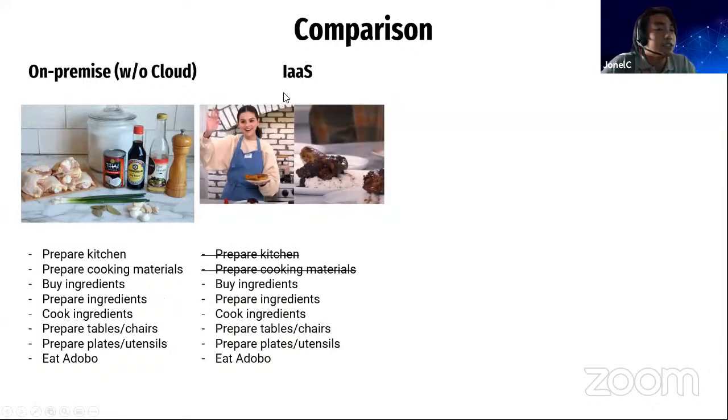The next one, yung IaaS or Infrastructure as a Service. So dito naman, ayan, i-cross out natin yung mga things na hindi na natin kailangan i-manage. So sa IaaS, hindi na natin kailangan i-manage yung kitchen and cooking materials kasi kunwari nakiluto na lang tayo, for example. Ang kailangan na natin i-manage is yung ingredients, magluto, at syempre yung mga tables, plates, utensils, saka natin kakainin ng adobo. So nabuwasan yung ating effort. Ang kailangan na lang nating gawin is magluto. Hindi na natin kailangan ng kitchen. Or at least hindi natin kailangan i-prepare.